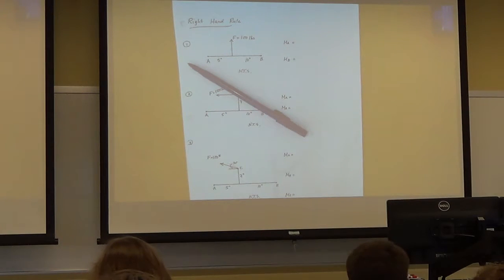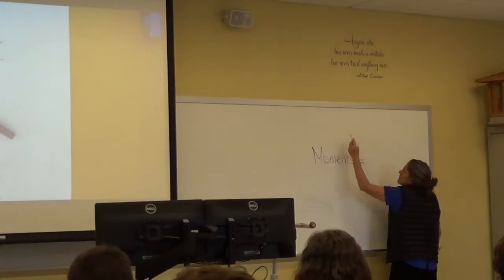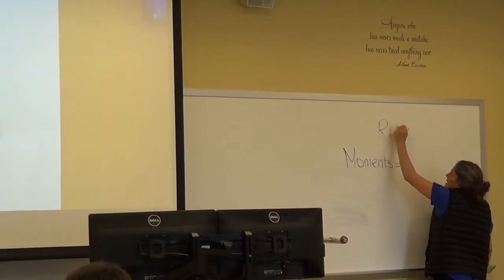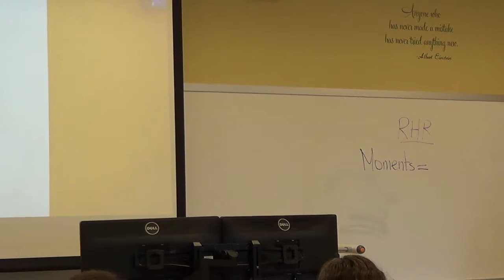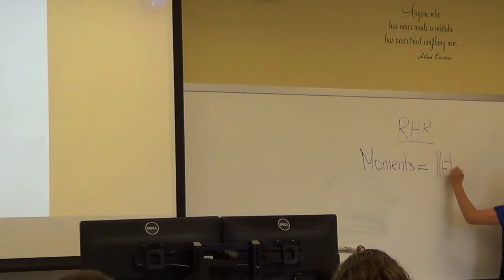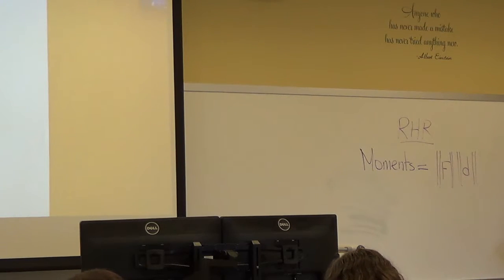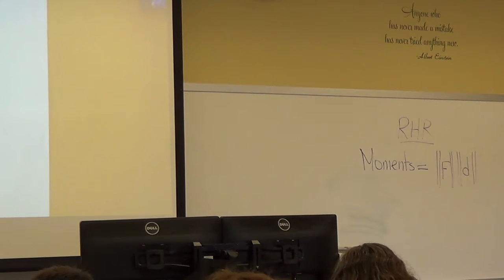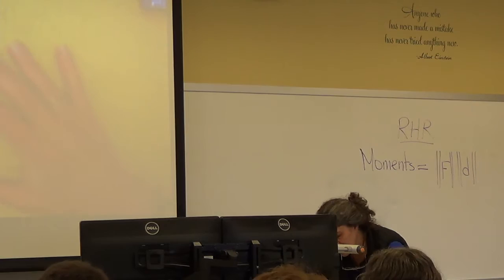Okay, so how are we calculating moments? We're using the right-hand rule, right? So how do we find the moment or the torque around something? We multiply the magnitude of the force times the magnitude of the perpendicular distance. And then how do we determine whether it's positive or negative? Using the right hand. So let's just do these over. We did them the other day.